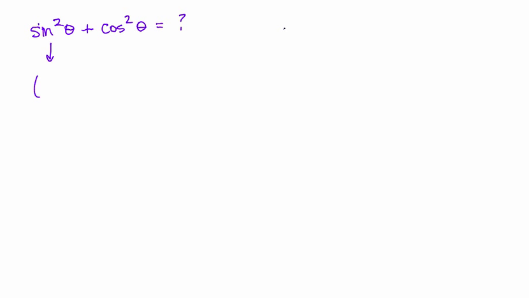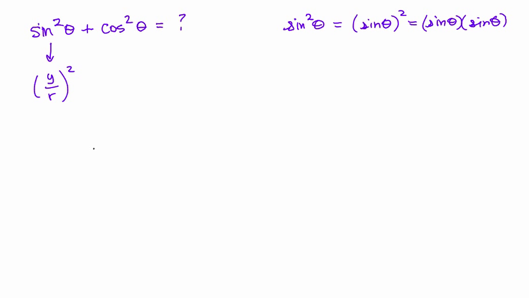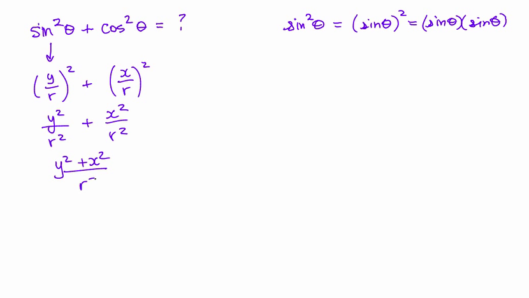Sine squared theta, and by the way, sine squared theta is just a shorthand way of writing sine theta squared, or sine theta times sine theta. That's just a little aside for you. The definition of sine is y over r, so sine squared is y over r squared. And cosine is x over r, so cosine squared is x over r squared. And using some exponent rules, I can get that this is y squared over r squared and x squared over r squared. And combining these together, I get y squared plus x squared all over r squared.